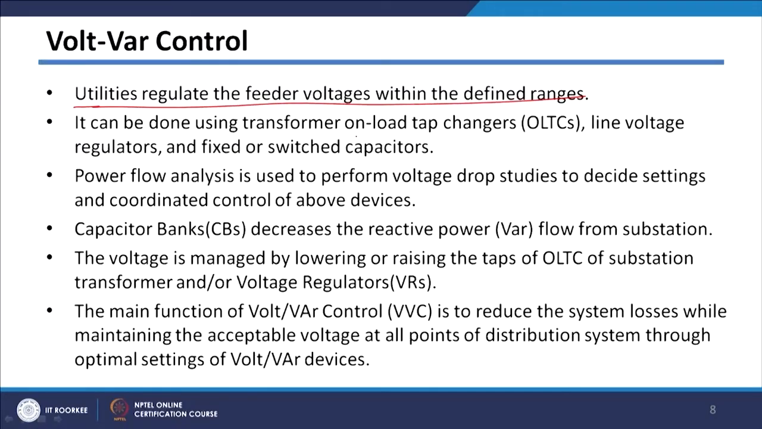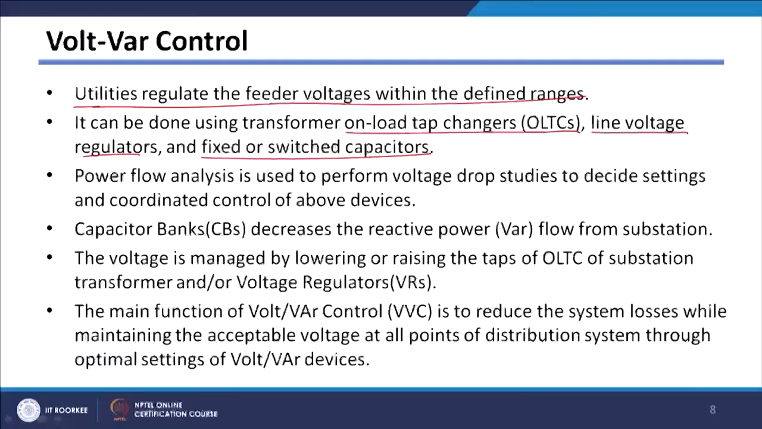and this can be done using on-load tap changers, line voltage regulators, and fixed and switched capacitors. These are used to control the voltages as well as reactive power in the distribution system, because reactive power is also responsible for changing the voltages on the distribution system. By using the on-load tap changer and line voltage regulator, we can change the voltages, and using the capacitor, we can feed reactive power to change the voltages at a particular bus.